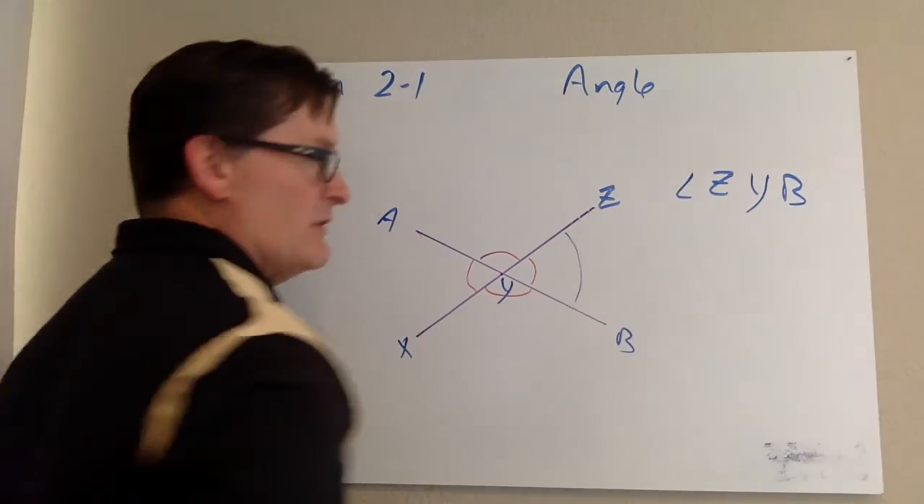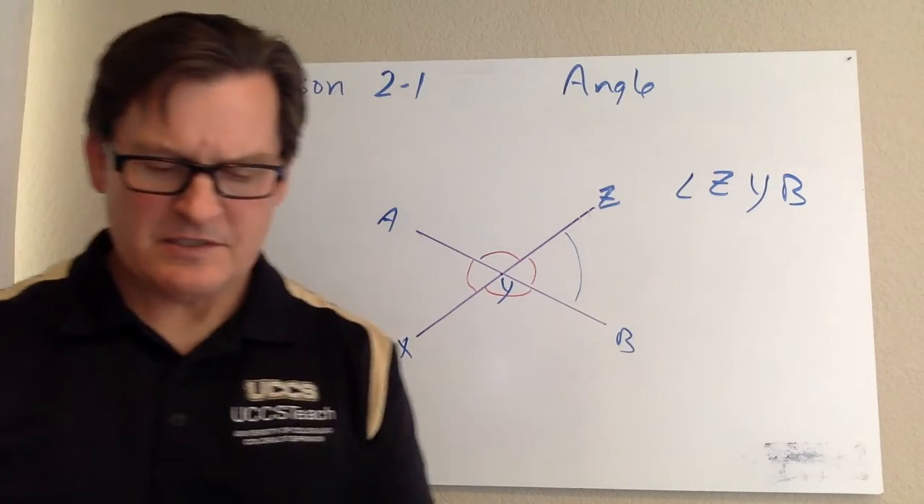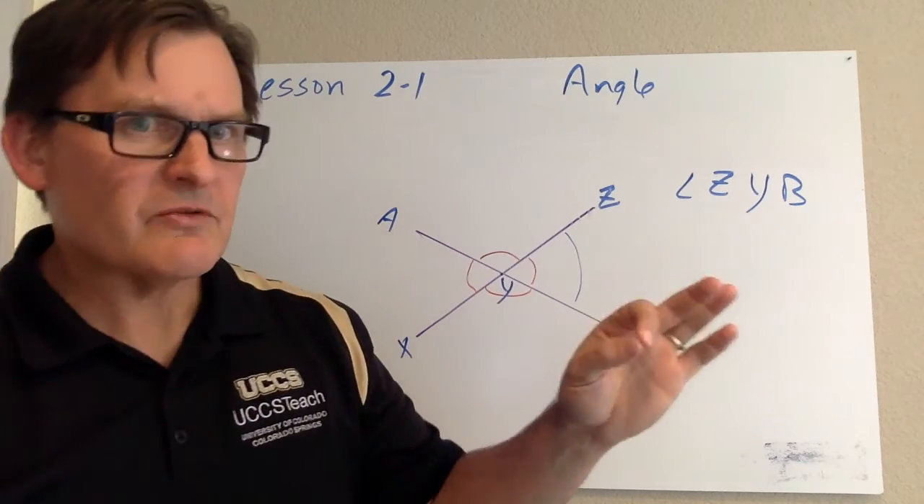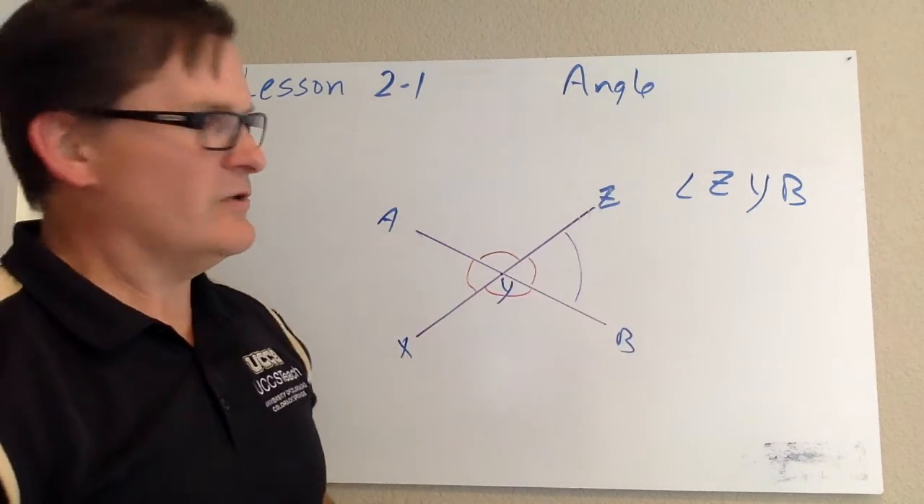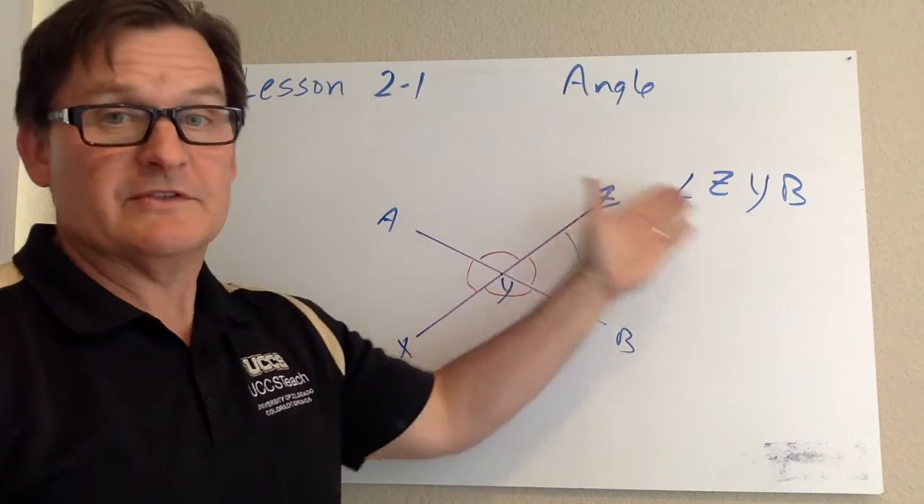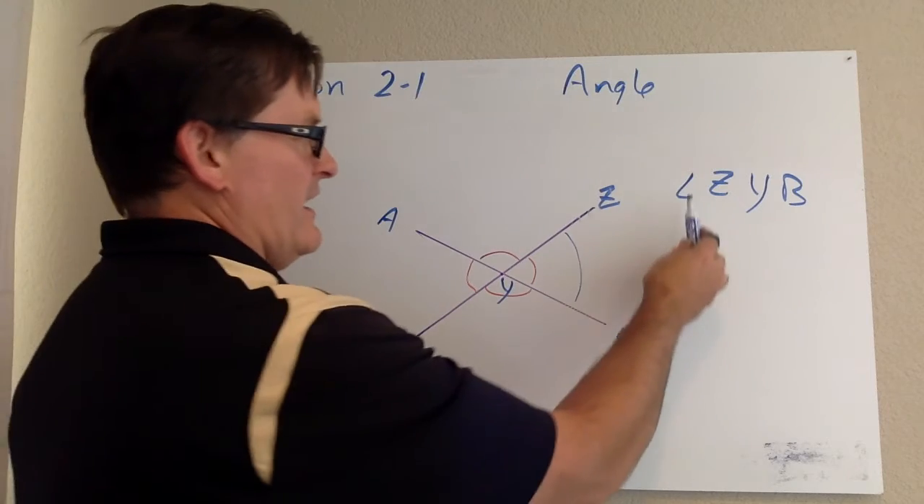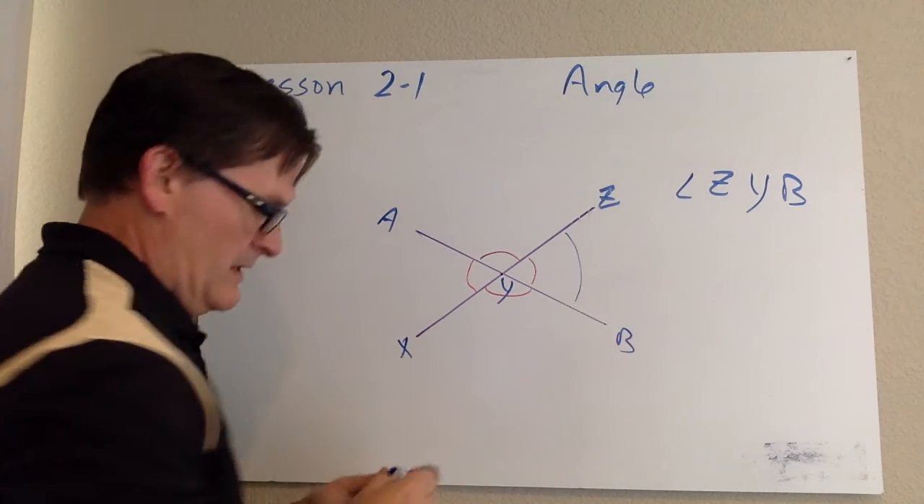By the way, that little symbol just means angle. Mathematicians are inherently lazy, I think, when it comes to writing. Most of us don't like to read and write that much, so we take shortcuts and create symbols so we don't have to write the word angle every time. That means angle. Of course, I could also call it angle BYZ.